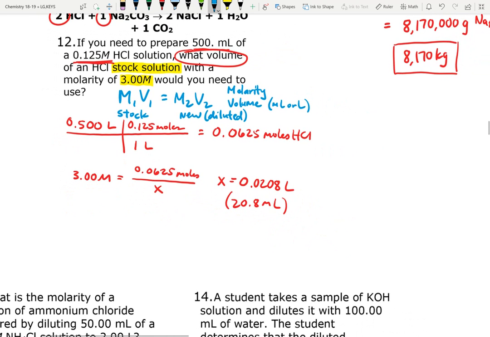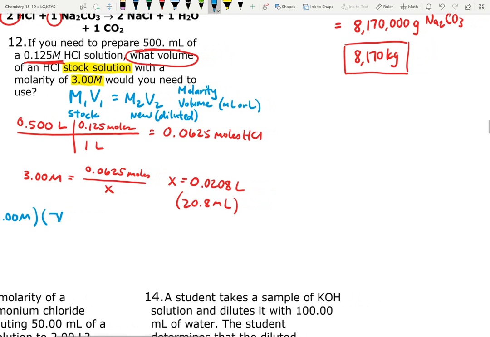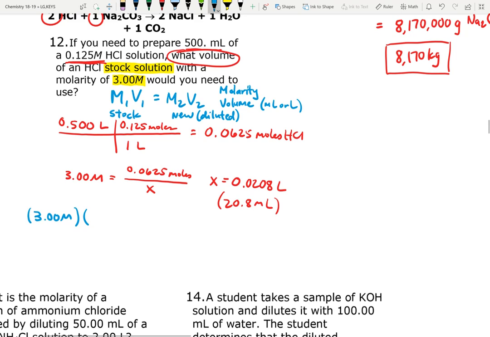So let's plug in and set this one up the same way that we just solved it in red. I'm going to do it now in blue with this equation instead, and see if we don't get exactly the same answer. Our stock solution, the original solution, is 3 moles per liter. I don't know how much of that I need, so V1 is our unknown. That's like my X. On the other side of the equation, my M2, my new molarity, is 0.125 according to this problem. And how much of that do I need? 500 milliliters. I'm going to leave it in milliliters because I don't have to change it into liters to use this equation. It's kind of handy, right?